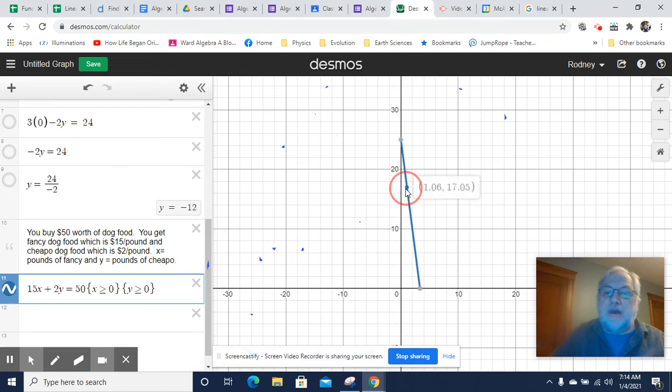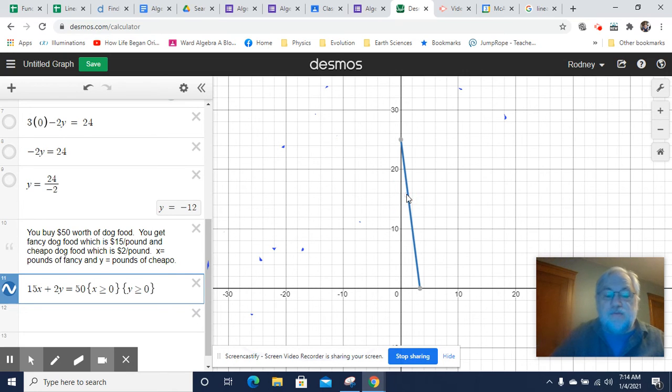So all those XY points represent the number of pounds of fancy for the X term and the number of pounds of cheapo for the Y value. Okay, so X value is fancy pounds, Y value is cheapo pounds.